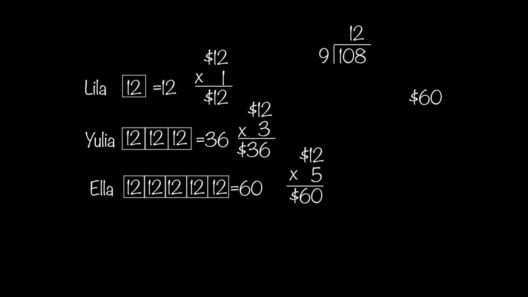To check your work, add the totals up. You get $108. Therefore, Lila has $12, Yulia has $36, and Ella has $60.